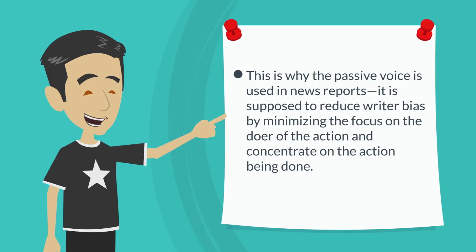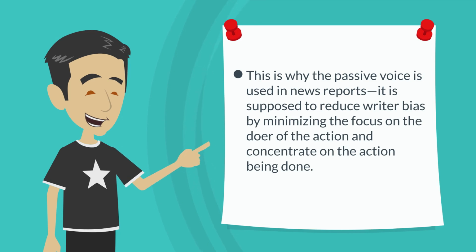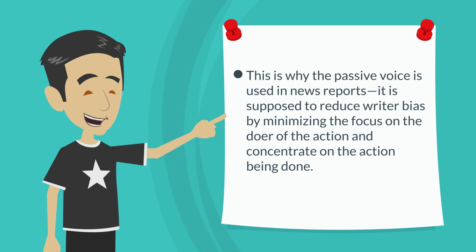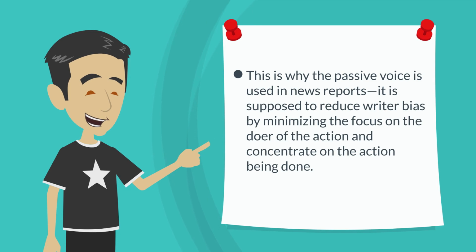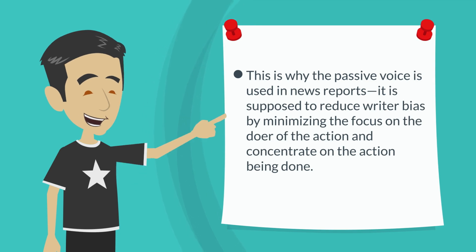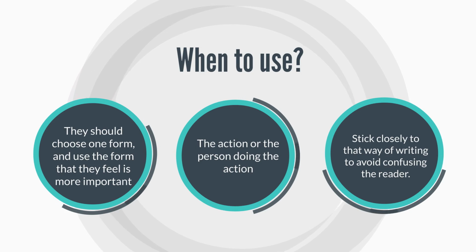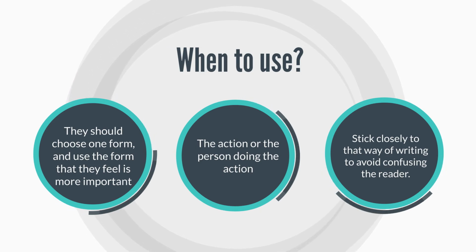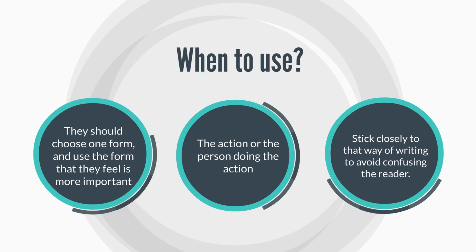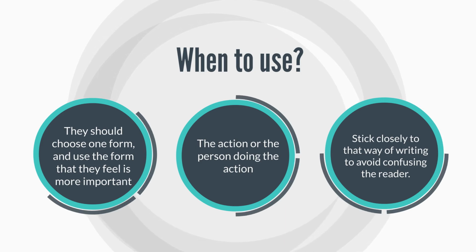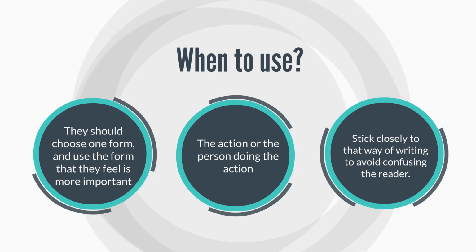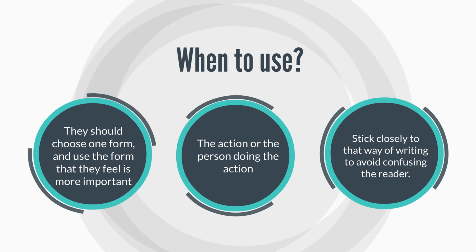Again, this is why the passive voice is used in news reports. It is supposed to reduce writer bias by minimizing the focus on the doer of the action and concentrate on the action being done. Some students may ask you when it is appropriate to use either one. They should choose one form, the one they feel is more important, the action or the person doing the action, and stick closely to that way of writing to avoid confusing the reader.